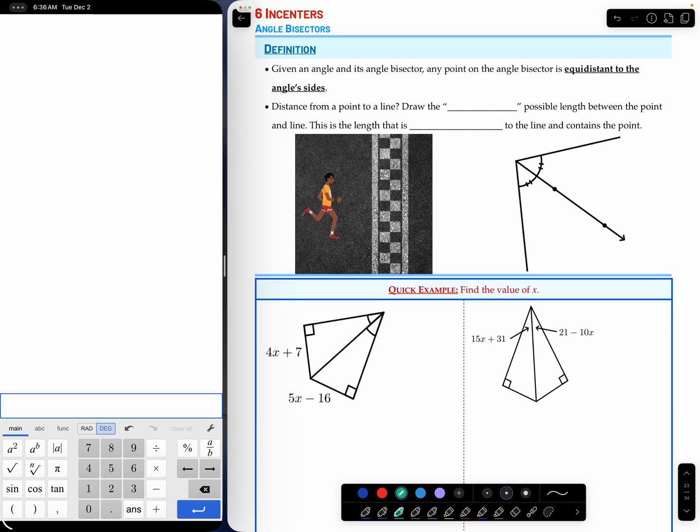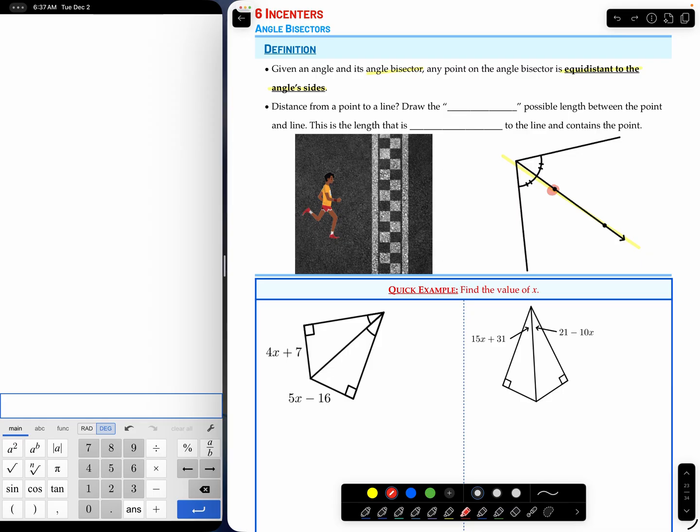So what we're gonna focus on right now is this statement right here. It says that given an angle and the angle bisector, any point on the angle bisector has equal distance to the angle sides. So here's my angle bisector on that diagonal. And the question is, what does it really mean to say that this point here has a distance to either one of these sides? It seems kind of abstract, but you actually know the answer to this.